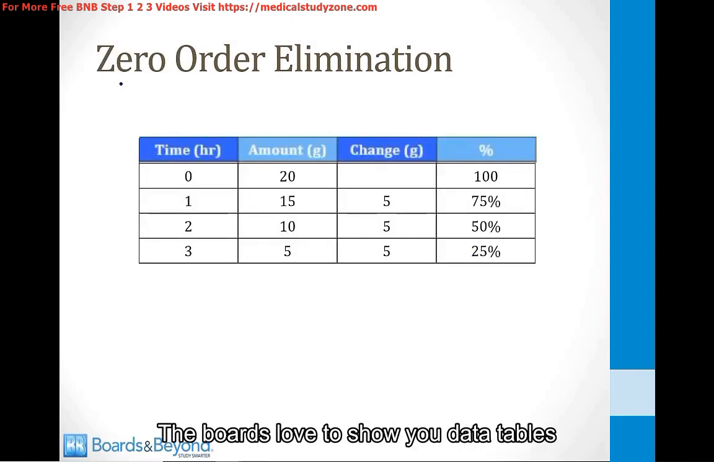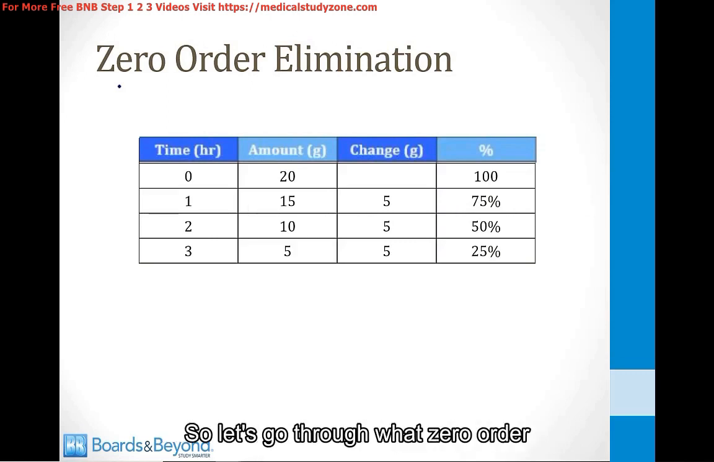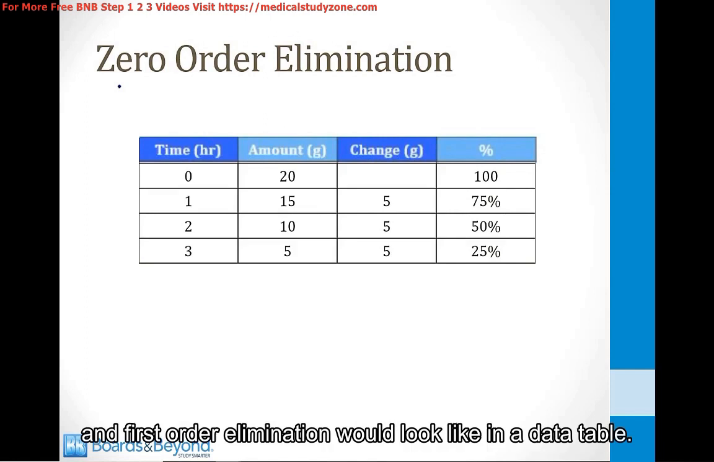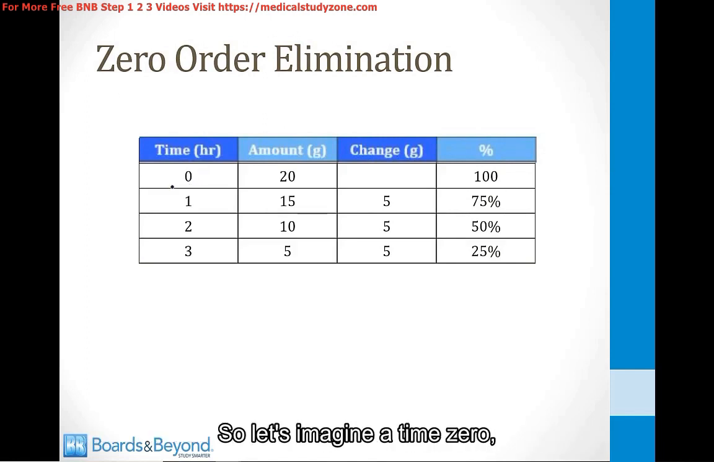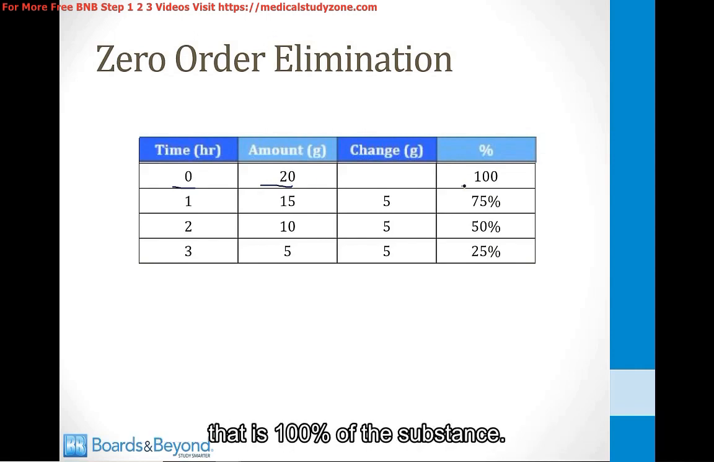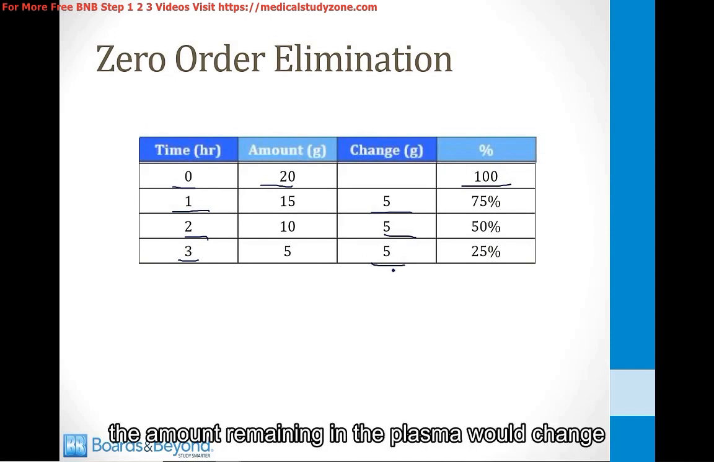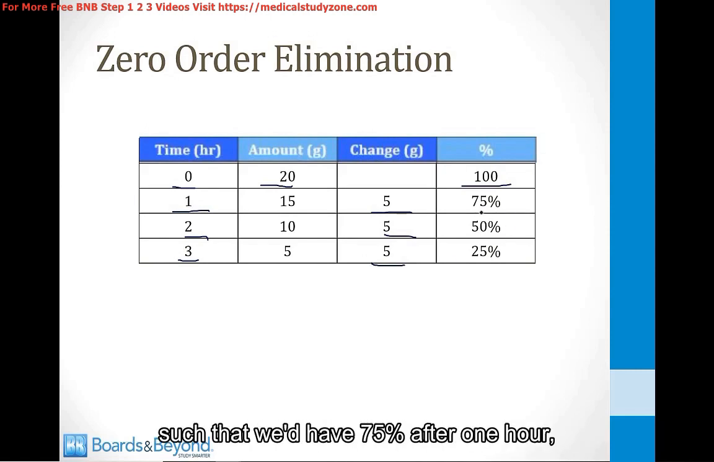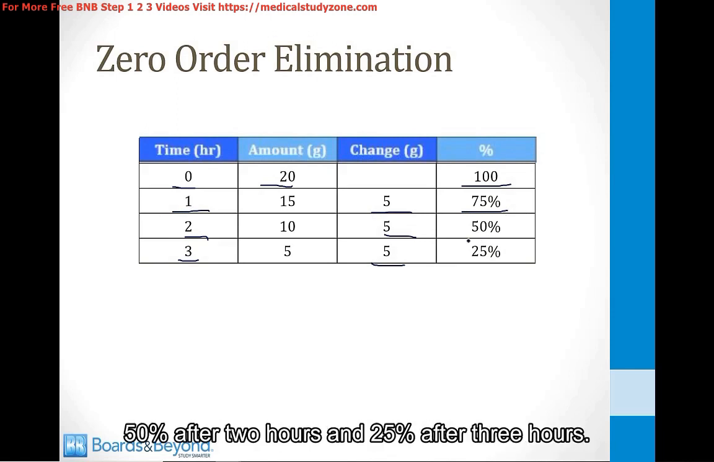The boards love to show you data tables and ask you to interpret them. So let's go through what zero order and first order elimination would look like in a data table. So let's imagine at time 0, we have 20 grams of a substance in the plasma. That is 100% of the substance. If we had zero order elimination, for each hour that goes on, a constant amount would be removed, for example, 5 grams per hour. What that means is that the amount remaining in the plasma would change such that we'd have 75% after 1 hour, 50% after 2 hours, and 25% after 3 hours.